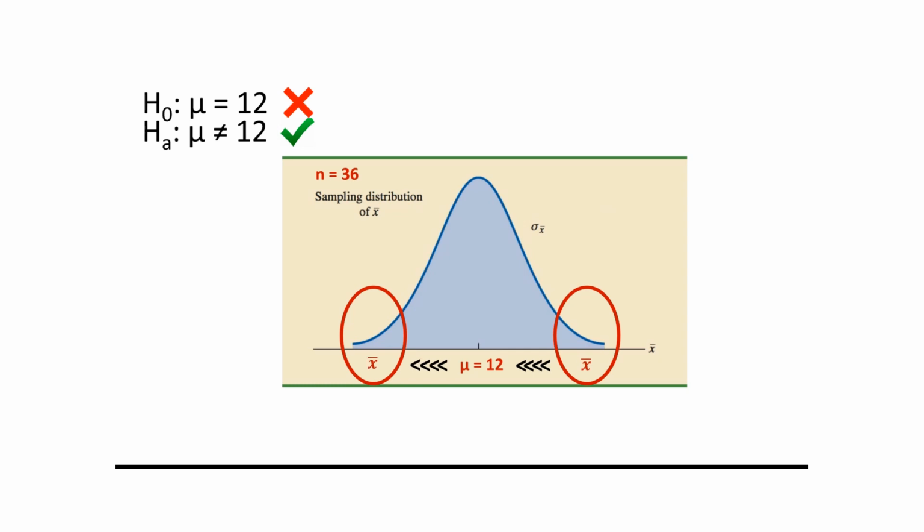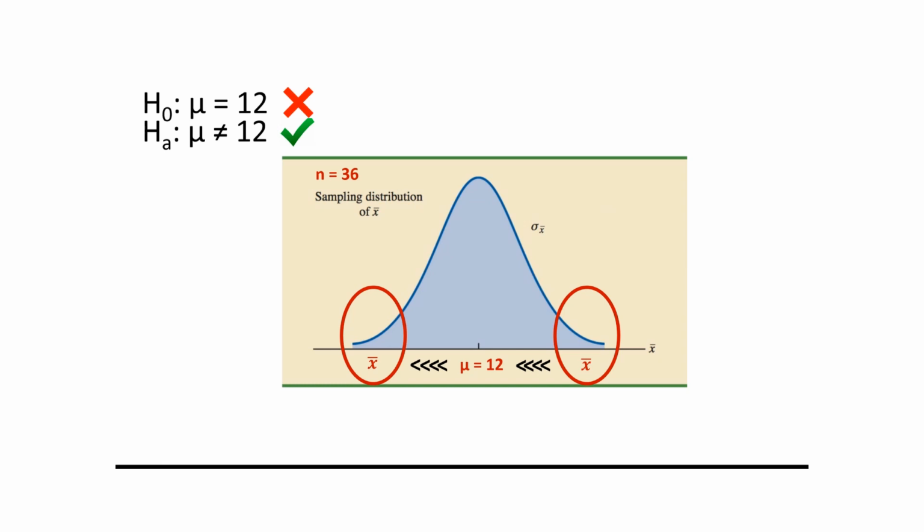Now we know that because the sampling distribution of the sample mean is normally distributed, even when the true population mean equals 12, there are sample means that are going to have extremely high values and sample means that are going to have extremely low values. By definition of the normal distribution, these extremely high values and low values are very few, but they do exist.